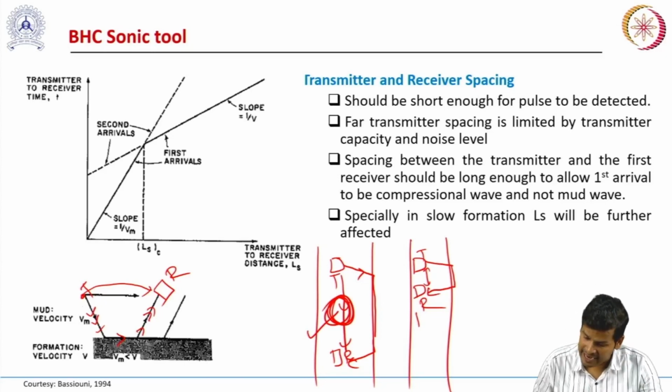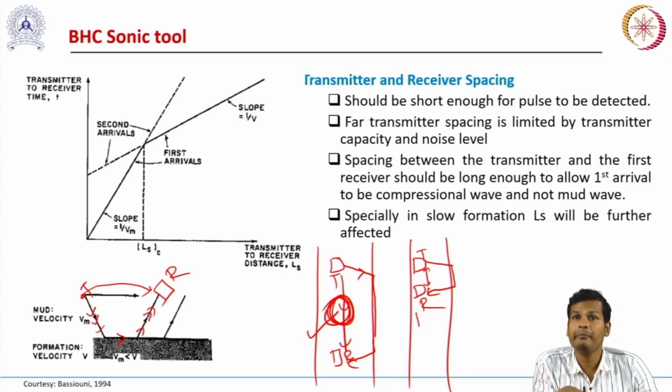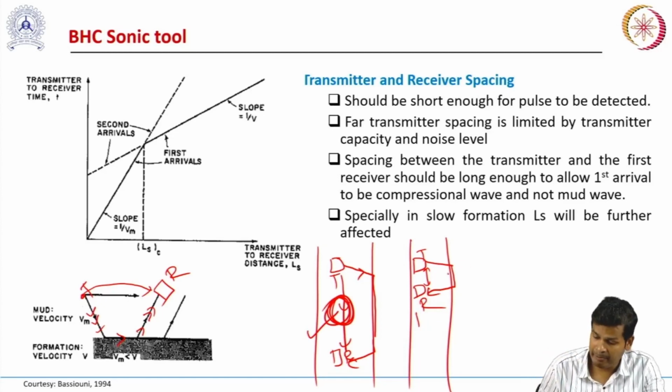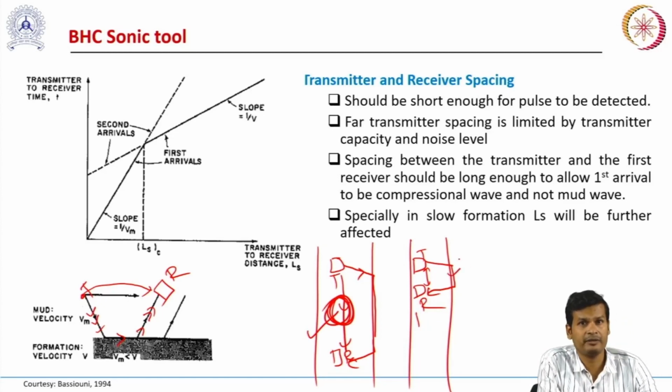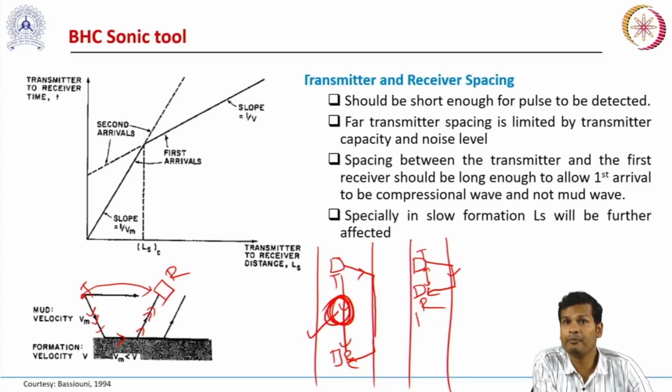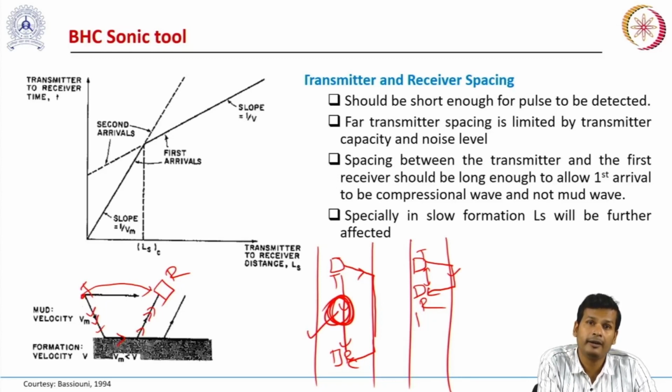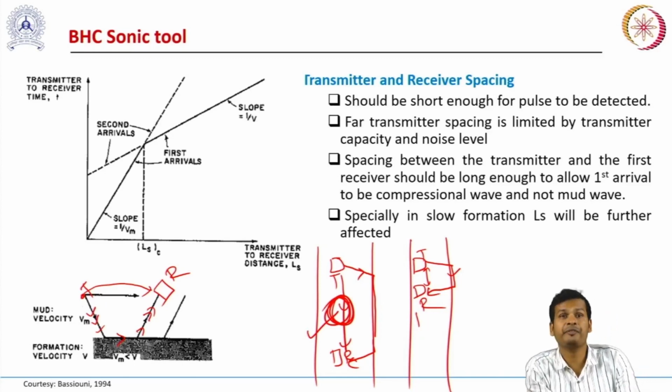A wave which travels directly from transmitter to receiver, when the spacing is very low, may be detected first rather than the compressional wave which is traveling inside the formation. That means we cannot have very small spacing. The spacing between the transmitter and the near receiver should be long enough that the first arrival is always the compressional wave traveling inside our formation and not the mud wave, especially in slow formations. That means when the formation velocity is very slow.